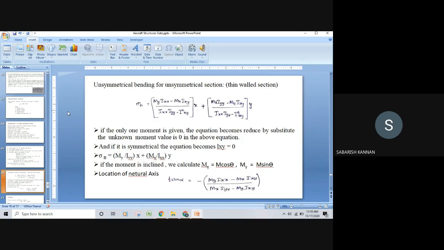Sigma b equal to (My Ixx minus Mx Ixy) divided by (Ixx Iyy minus Ixy square) into x, plus (Mx Iyy minus My Ixy) divided by (Ixx Iyy minus Ixy square) into y. This is our unsymmetrical bending stress formula, for an unsymmetrical section.